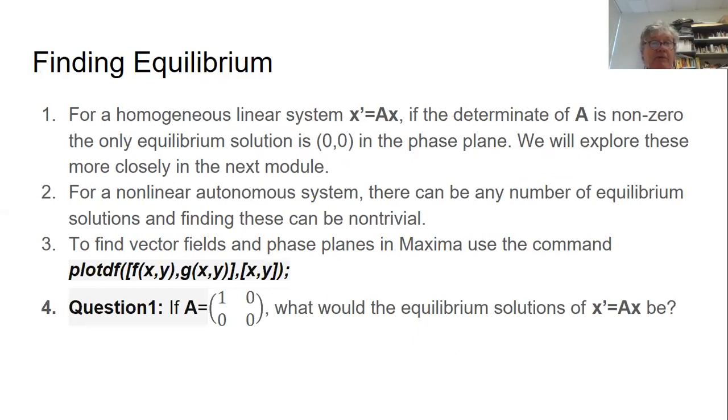For example, if you have a homogeneous linear system, x prime equals Ax, where A is some matrix, and the determinant of A is non-zero, the only equilibrium solution is going to be 0,0, x equals 0, y equals 0. We're going to explore those phase planes in the next module. For a nonlinear autonomous system, those equations can be a little more complicated, so you can get any number of equilibrium solutions, and sometimes it's easy to find these and sometimes it's hard.